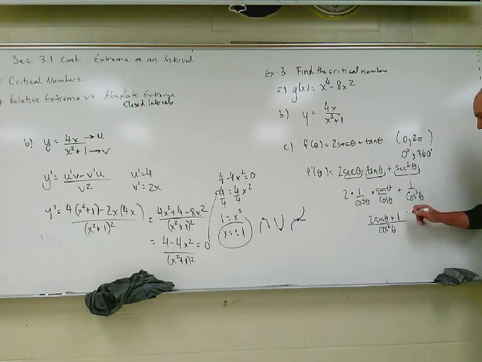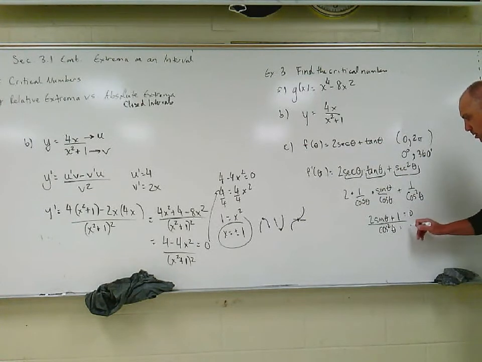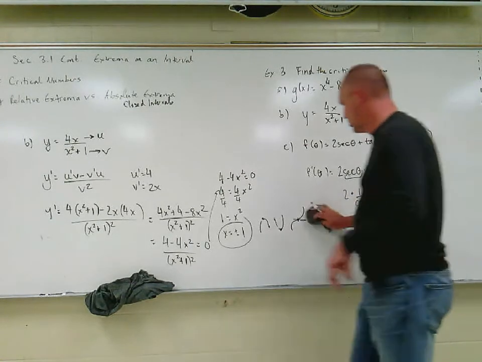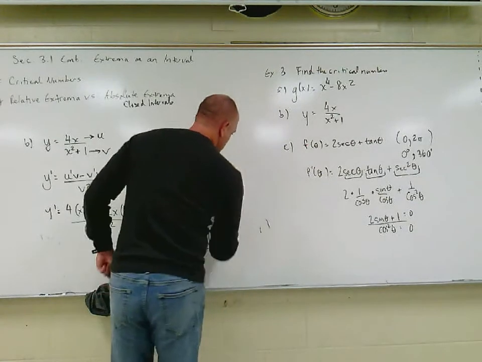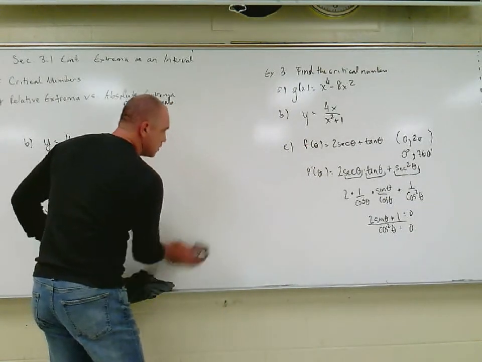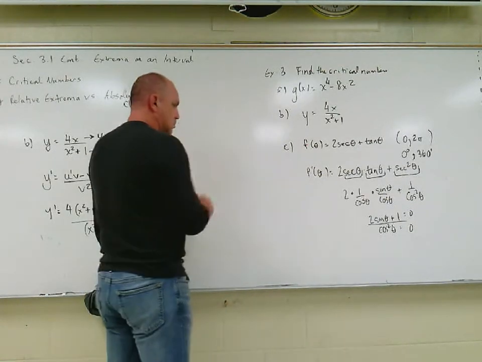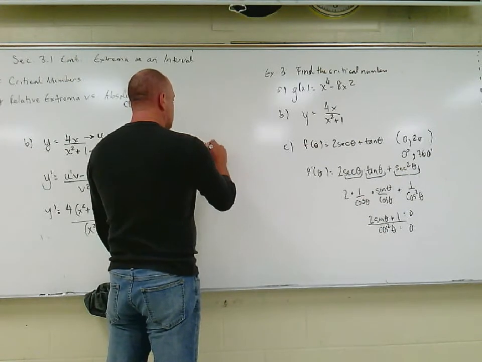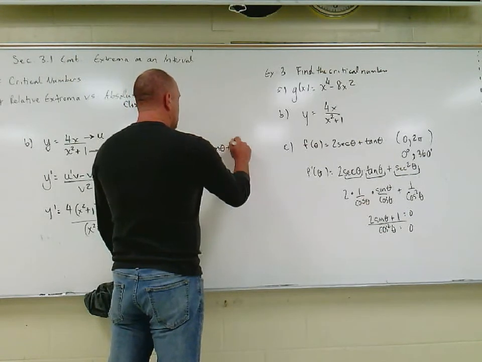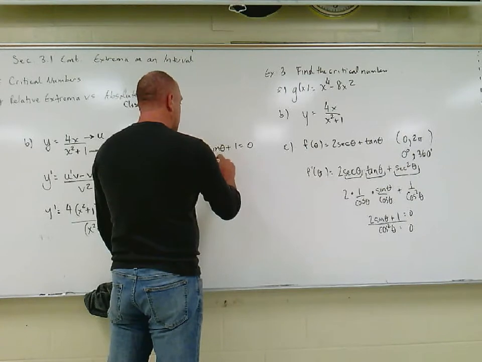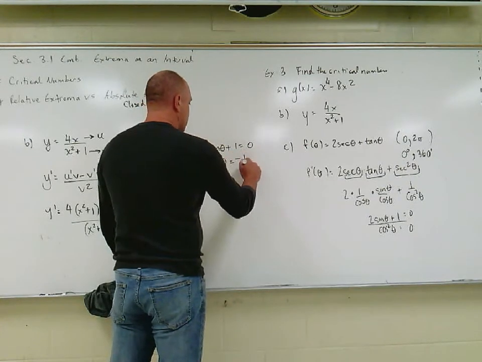So now I set the top to 0 and I set the bottom to 0. And I'm going to solve each of those. Okay? This is a nice problem to kind of get the juices going again. So now when I set the top to 0, I have 2 sine of theta plus 1 is 0. So if I solve for sine, sine is negative 1/2.